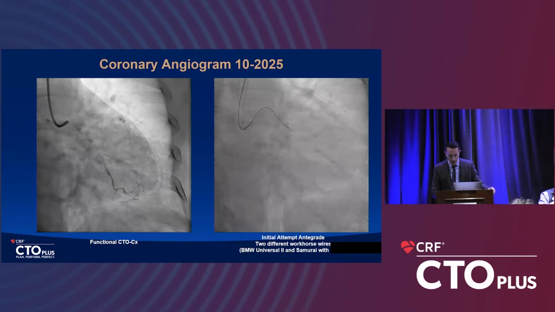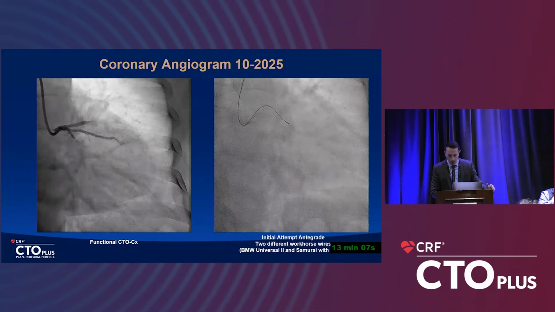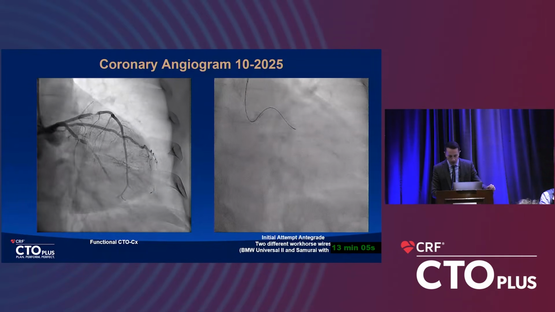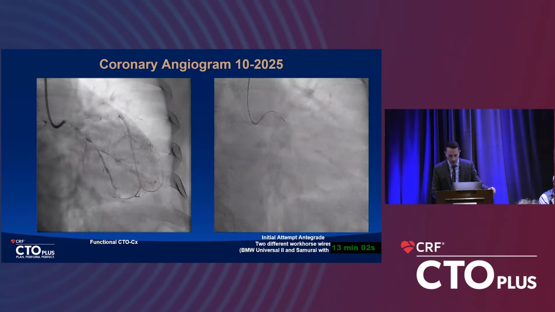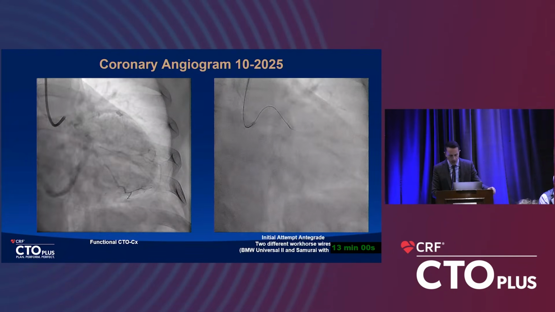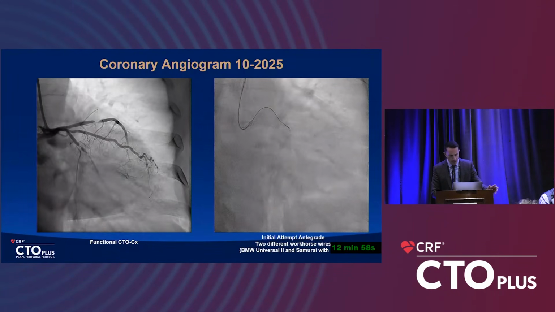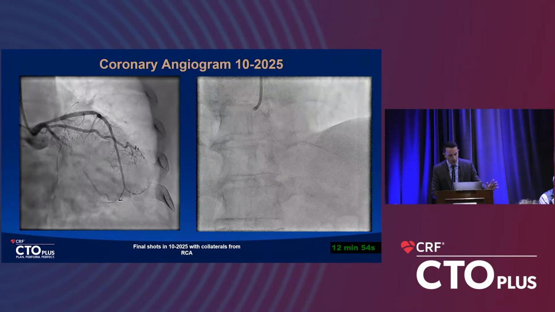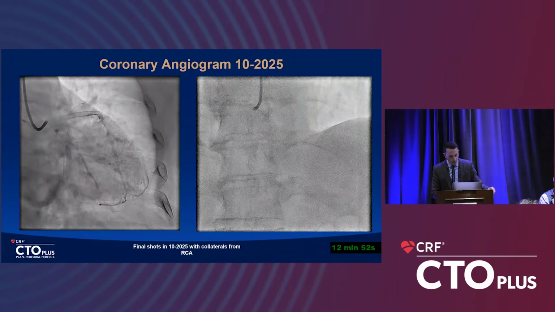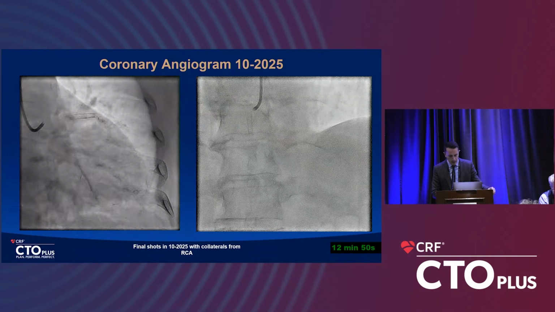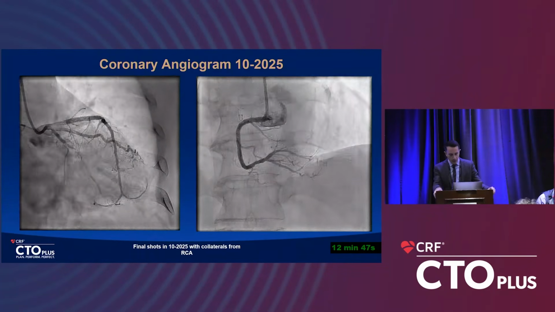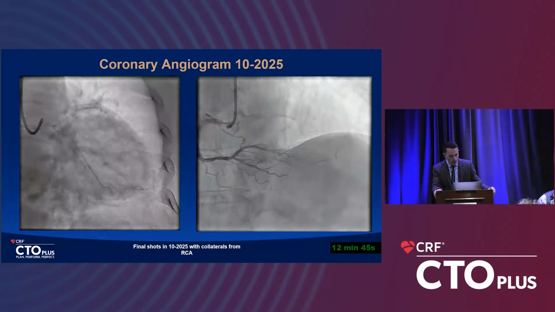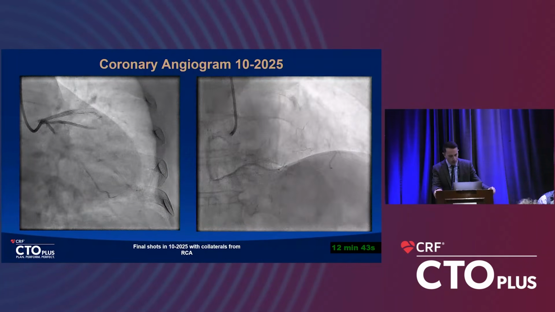So this is the failed attempt. We see that the workhorse wire just buckled against the proximal cap right in the beginning of the CTO, and it unfortunately didn't work. He actually tried for a solid 30 minutes, and it didn't work. These are the final images of the procedure. You see that the LAD is stented. And this is the final image of the right, where you do see some collaterals going to that circ CTO.